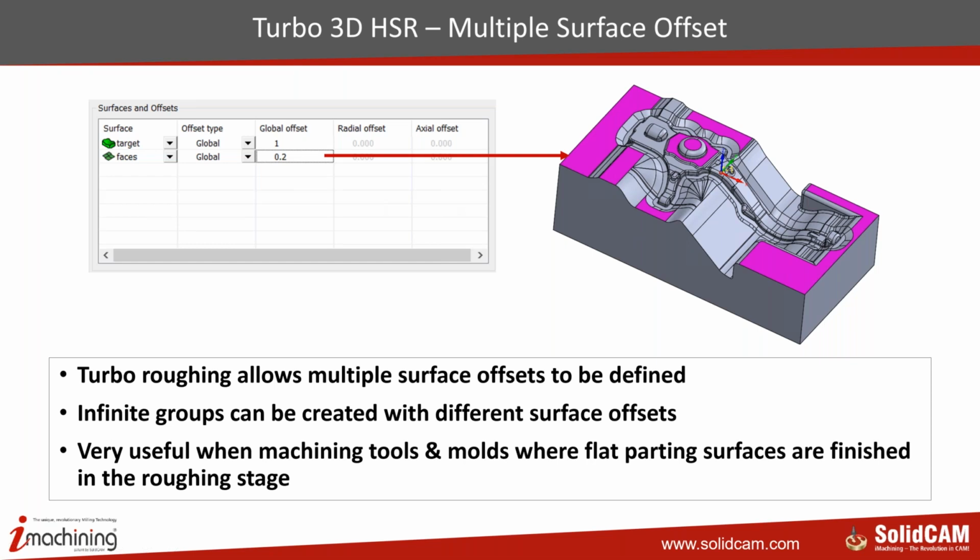This will be very useful for people, as I mentioned, who are doing die mold. You would like to keep a different offset for the parting area and a different offset for the component area. Now it is very easy. You can pick different sets of surfaces, define different offsets, and generate the toolpath.